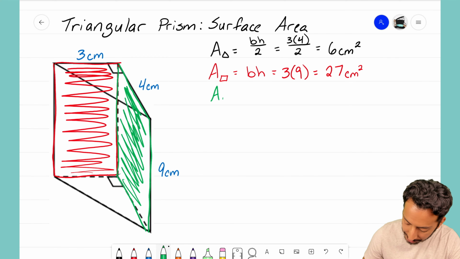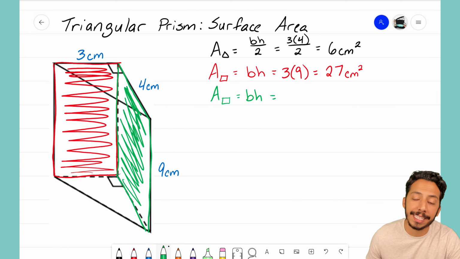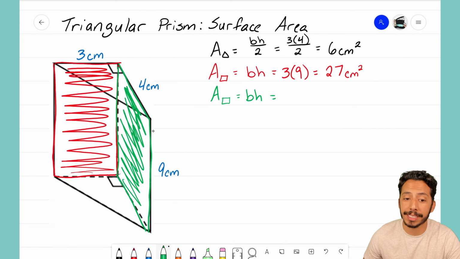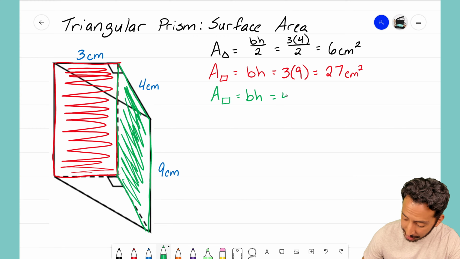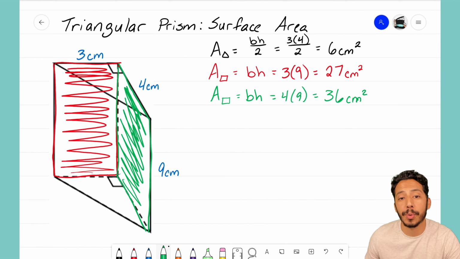Well, this one I think is going to make a little more sense for us because I can see clearly what its base and height are for my green rectangle. I see that its base is 4 centimeters, and again, as you'll notice with all these rectangles, the height is 9 centimeters. So I just have to take 4 multiplied by 9, and we end up with that green rectangle having an area of 36 square centimeters.